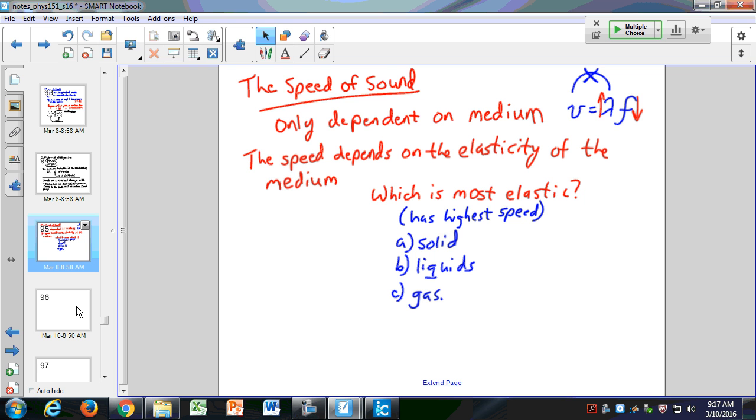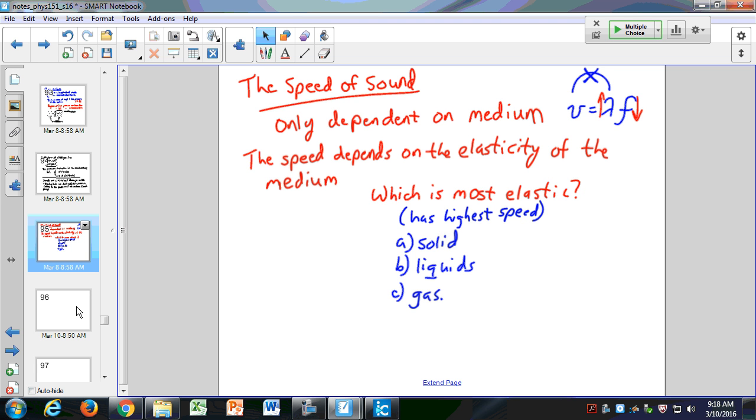Okay, so we were talking about elasticity last time, and how the velocity of your sound wave is dependent upon the elasticity. Those things that are more elastic will travel much faster than those that are less elastic. It's sort of counterintuitive, but things that are stiffer are more elastic. So solids are more elastic than, say, a liquid or a gas.